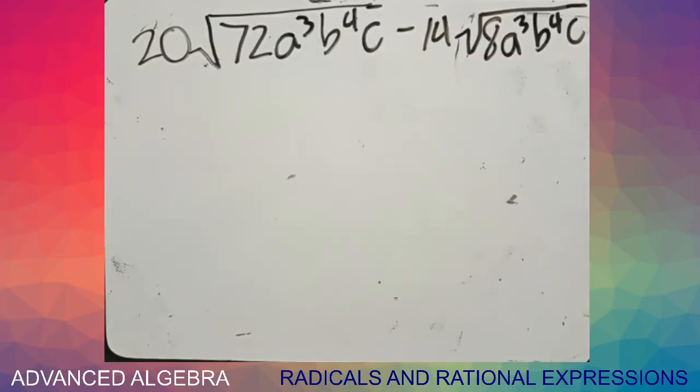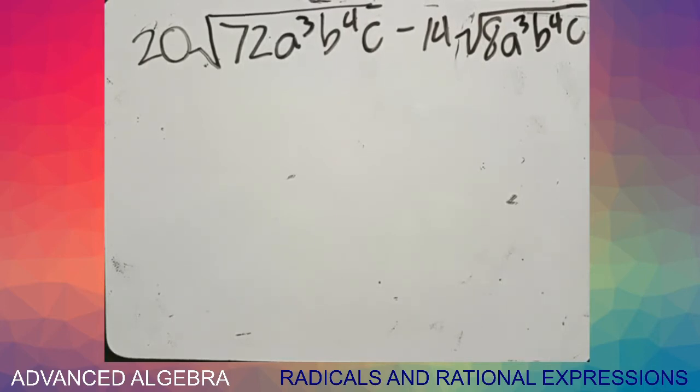So, yan. Medyo complicated yung ating given natin for subtracting. So, madali naman yung add, diba? So, ito naman tayo. Tumungo naman tayo sa subtracting. So, 20, the square root of 72, a cube b to the fourth power c minus 14, the square root of 8, a cube b to the fourth power c. Wala pa na exponent yung c. Okay. So, anong gagawin natin?